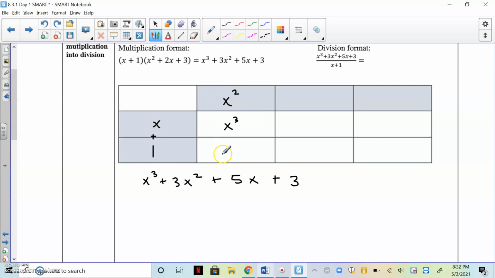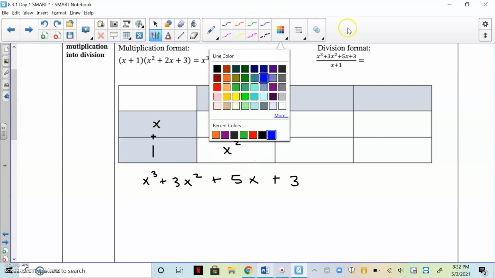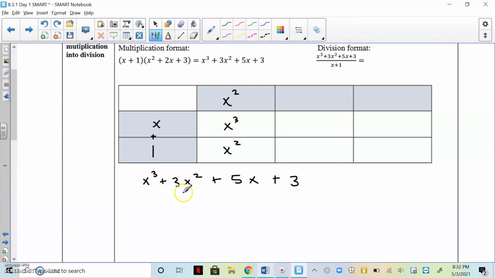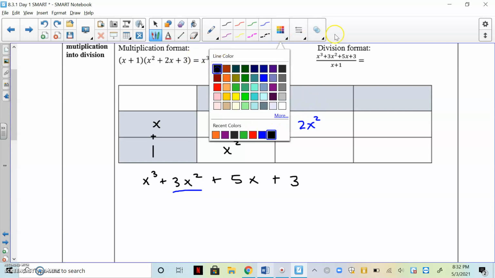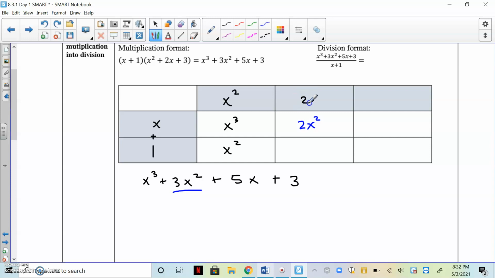X squared times 1 would be just x squared, and now we need to bring in the reinforcements from the bottom. We know that there should be a total of 3 x squareds. Right now I only have 1, so I need to add 2 more. All right, and then we can figure out the gray box. X times what is 2x squared? Well, that would be 2x, and then 2x times 1 is 2x.